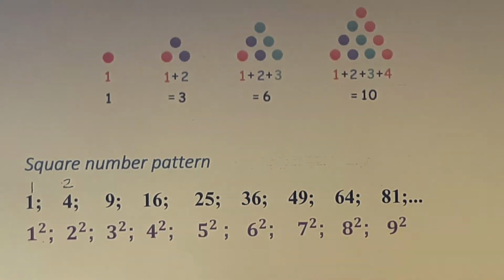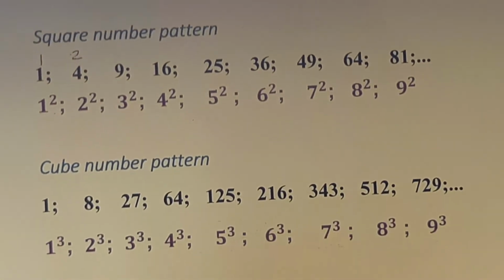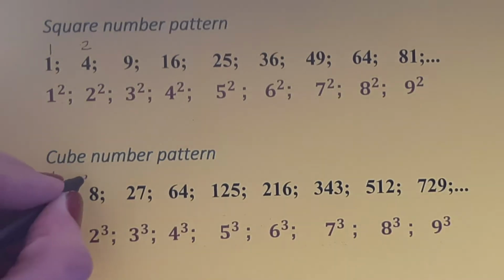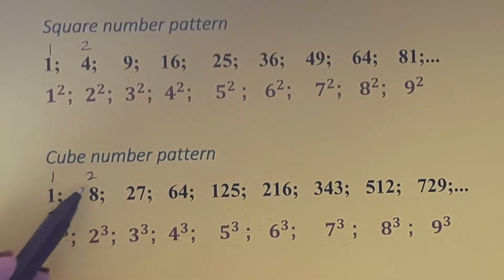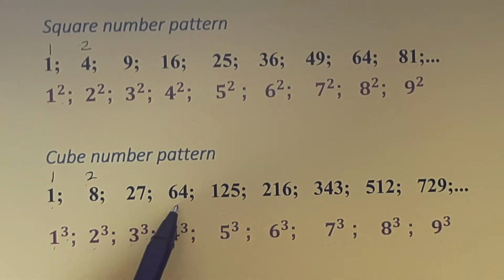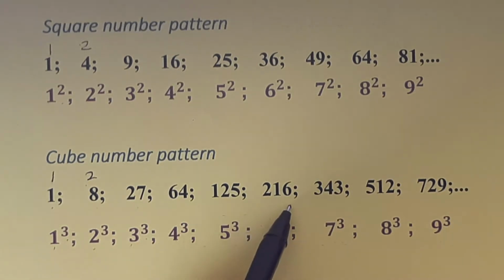And it's a square number pattern. A cube number pattern is when you get the cube of each term. So it's 1 times 1 times 1. 1 cubed gives you 1. 2 times 2 times 2, 2 cubed, is 8. 3 cubed is 27. 4 times 4 times 4 is 64. You have to know and recognize in grade 7 up to 6 cubed, which is 216.